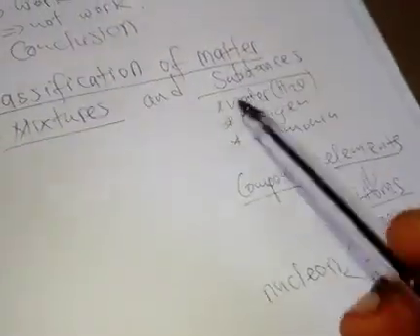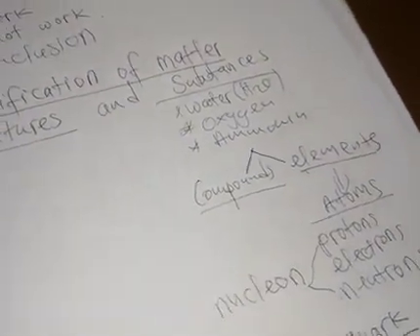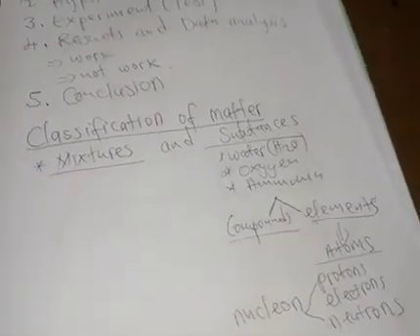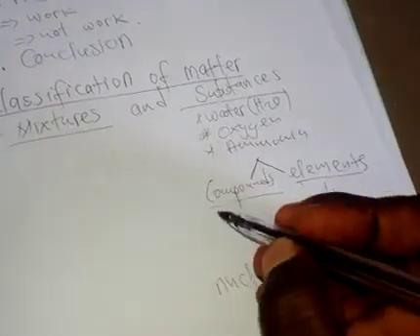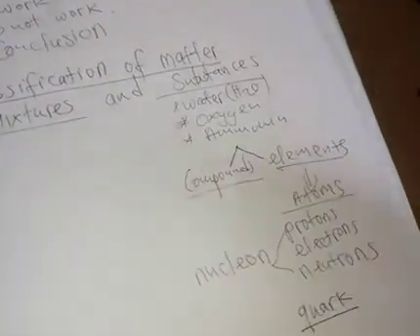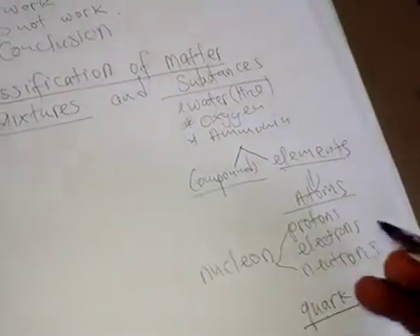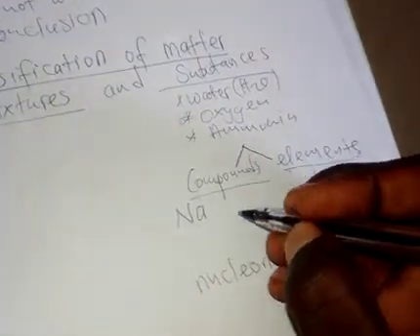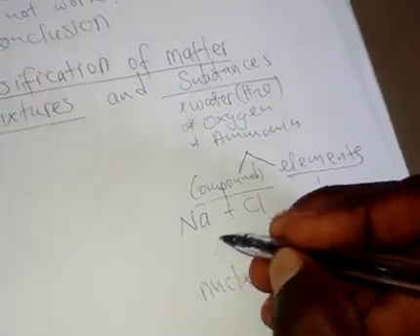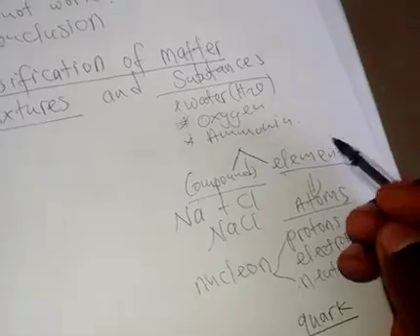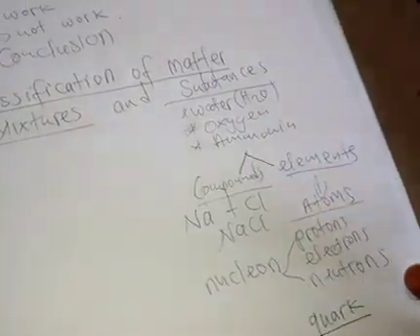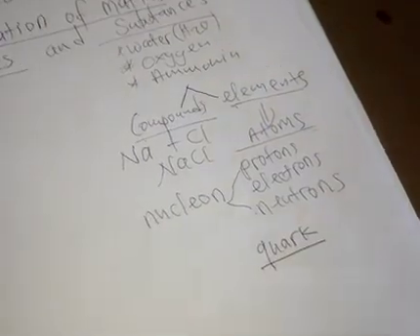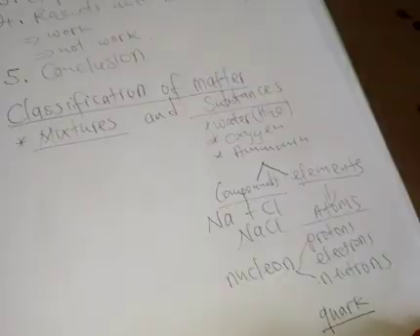Then moving on to a compound. A compound is a substance which consists of two or more elements that are chemically combined in fixed ratios. For example, sodium is an element plus chlorine is an element. If we add these, we form sodium chloride. So sodium chloride is simply a compound. So I repeat, a compound consists of two or more elements that are chemically combined in fixed ratios.